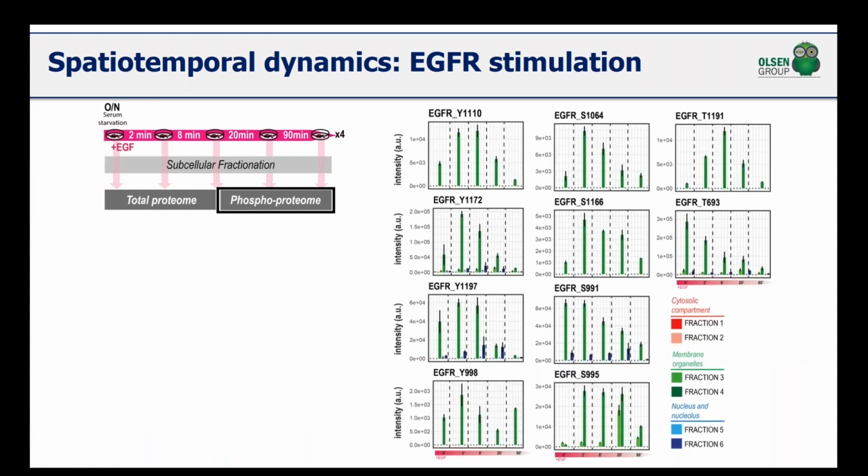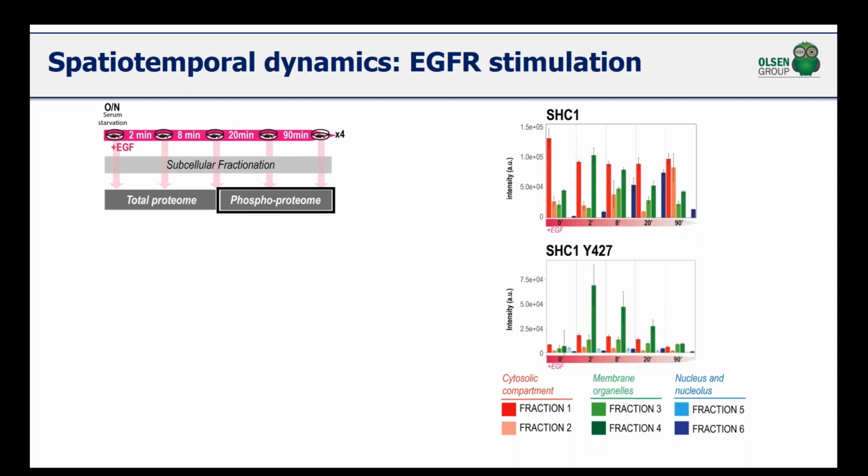Because we also recorded the phosphoproteome, we can look at all the individual phosphorylation sites on the EGF receptor and see that the tyrosine sites, for example, are mainly phosphorylated at the plasma membrane, and they have very rapid kinetics, whereas, for example, serine phosphorylation sites are either unchanged in the first couple of minutes, or they have more delayed kinetic profiles.